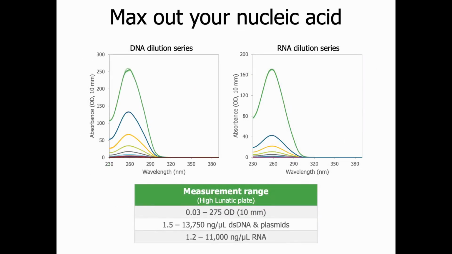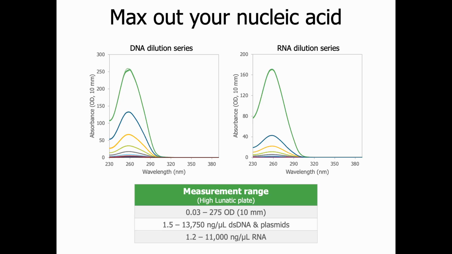Lunatic handles high concentration samples without dilution, with high accuracy and reproducibility. The UV spectra shown here have the telltale absorbance peak at 260 nanometers, which is indicative of purified nucleic acids. In this example, the DNA dilution series on the left reaches up to 12,800 nanograms per microliter, while the RNA series on the right goes up to 6,800 nanograms per microliter. These concentrations are higher than what's typical for genomic samples, but definitely in the range for synthetic DNA, like your indexing oligos. To support this range, Lunatic offers two plate options.